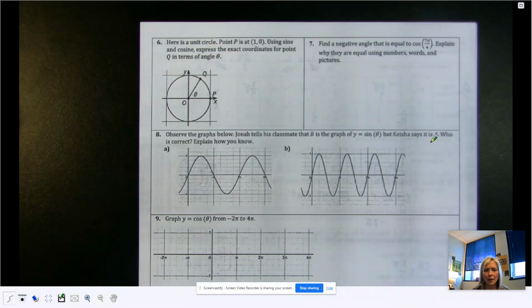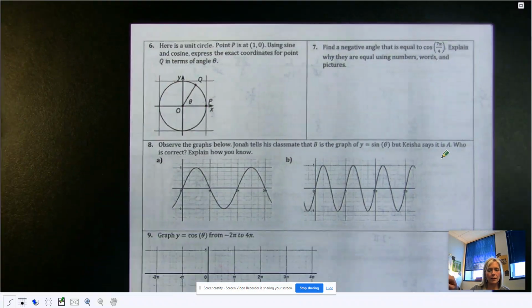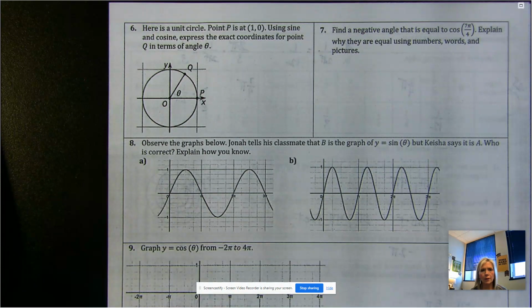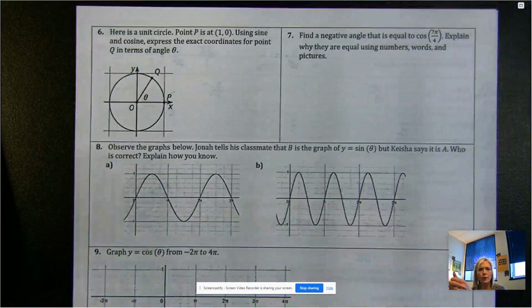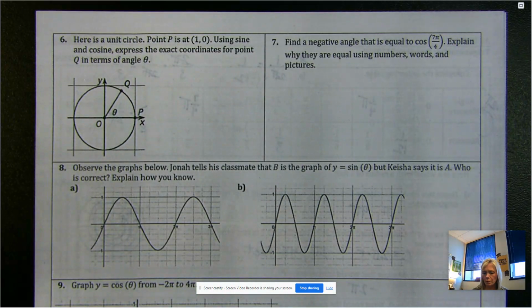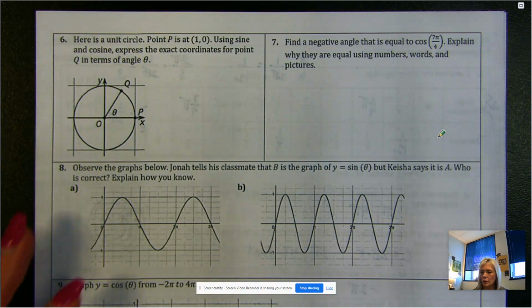Okay, so let's look at the back side of your review. So I've still got the unit circle, my calculator, ready to go. Number 6 says here's a unit circle, point P is at (1, 0). Using sine and cosine, express the exact coordinates for point Q in terms of the angle theta. So not much work to do for number 6.